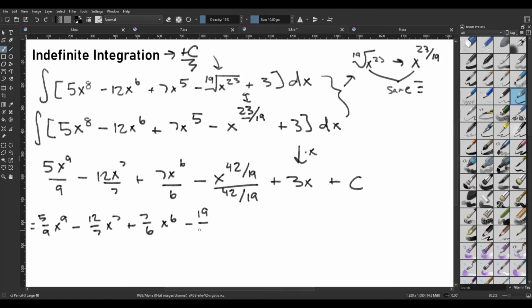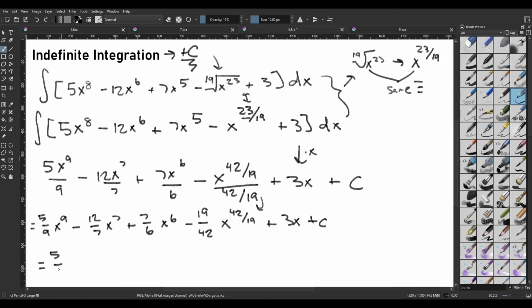19 over 42, x to the 42 over 19, plus 3x plus c. And now I'm going to go ahead and write it again just because we got some space here and I wanted to point this step out really quick because sometimes algebraic mistakes get people turned around, so we're going to write it one more time.